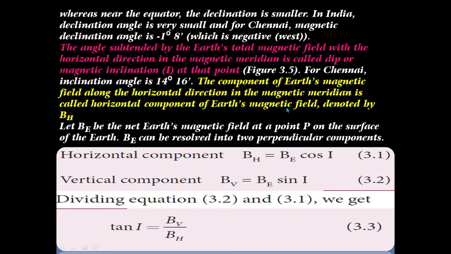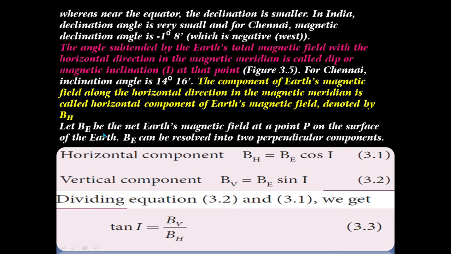The component of Earth's magnetic field along the horizontal direction in the magnetic meridian is called horizontal component of Earth's magnetic field, denoted by BH. Once again repeat the two more questions. What is meant by horizontal component of magnetic field? The component of Earth's magnetic field along the horizontal direction in the magnetic meridian is called horizontal component of Earth's magnetic field denoted by BH.